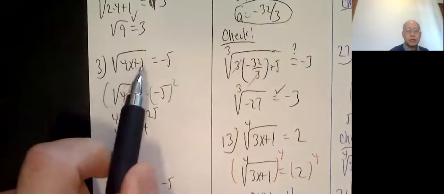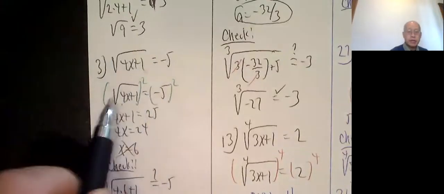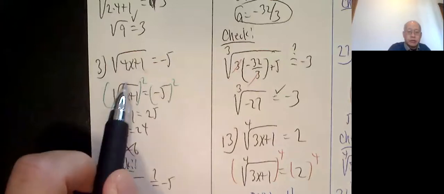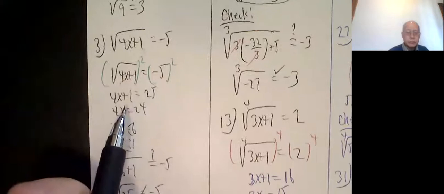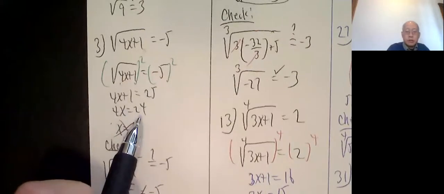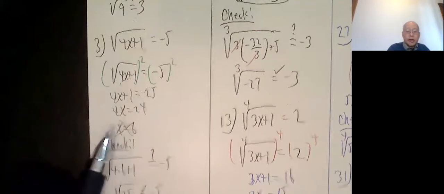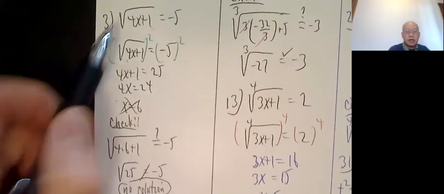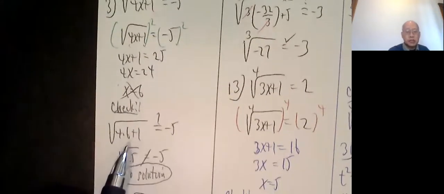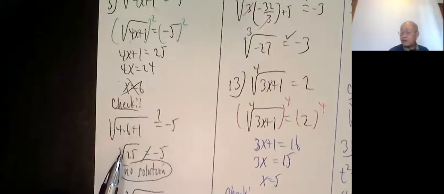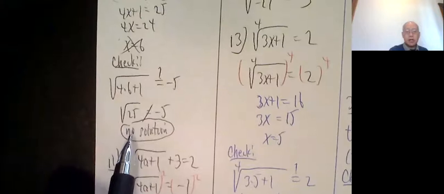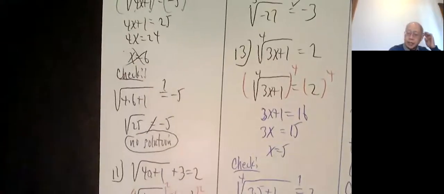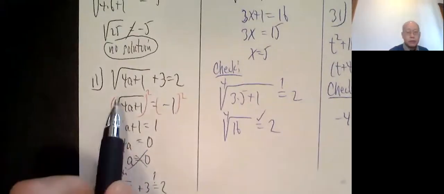Square root of 4x plus 1 equals negative 5. So you square both sides, because when you square a square root, it just takes off the square root. 4x plus 1 equals negative 5 squared, which is 25. Subtract 1, divide by 4, x equals 6, but it does not check. If you plug in 6 here, 4 times 6 plus 1 is 25. The square root of 25 is not negative 5. So we actually have no solution. If you didn't bother to check, you would have left your answer as x equals 6, and that's incorrect. So no solution.